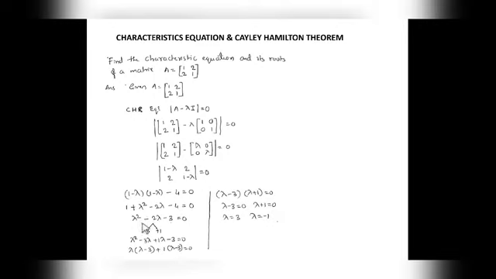Now here, this is called the characteristic equation, and these two are called characteristic roots or eigenvalues.